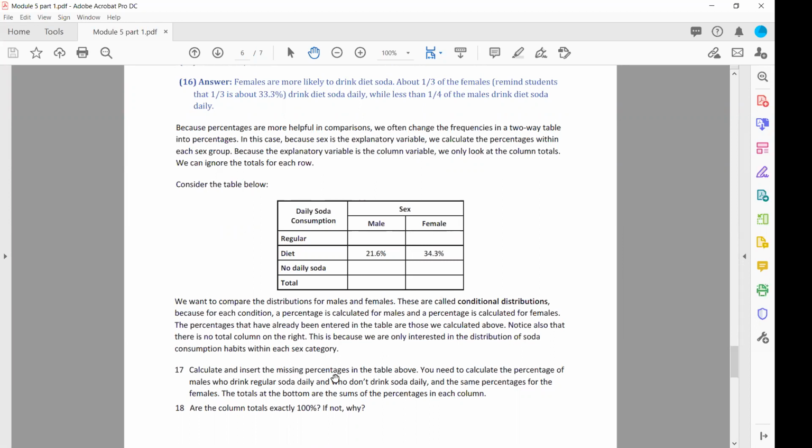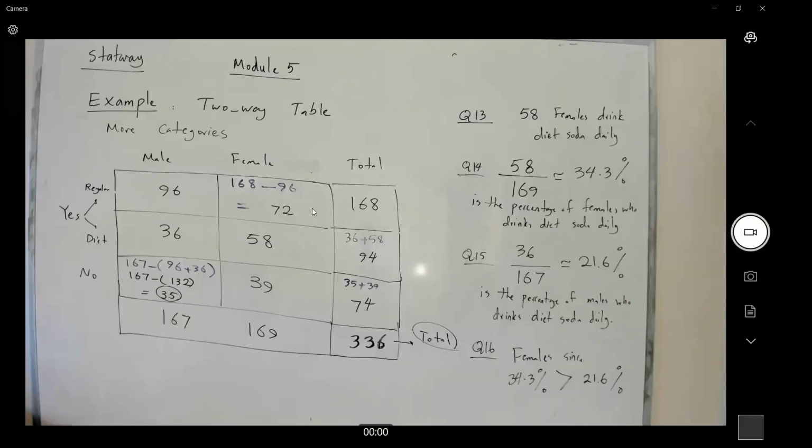Calculate and insert the missing percentages in the table above. You need to calculate the percentage of males who drink regular soda daily and who don't drink regular soda. And question 18 says, are the column totals exactly 100%? If not, why? What's the reason behind it? Okay, let's get back to the board.